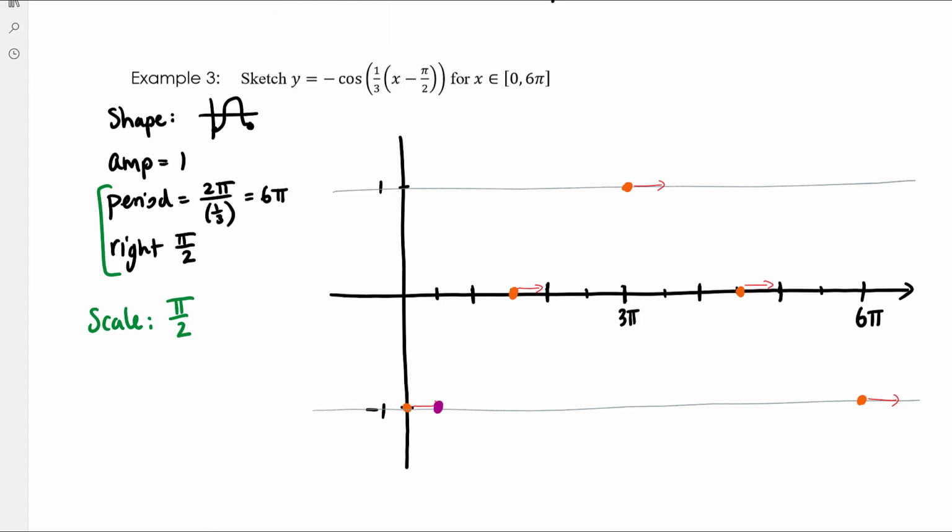Our graph shape will start here, cross here, have a maximum here, cross the x-axis here, and the minimum will be out of the domain. So I'm still going to mark that point. It helps to give me a sense of where I'm heading, but I'm going to stop drawing at 6 pi. Alright, so joining them up.